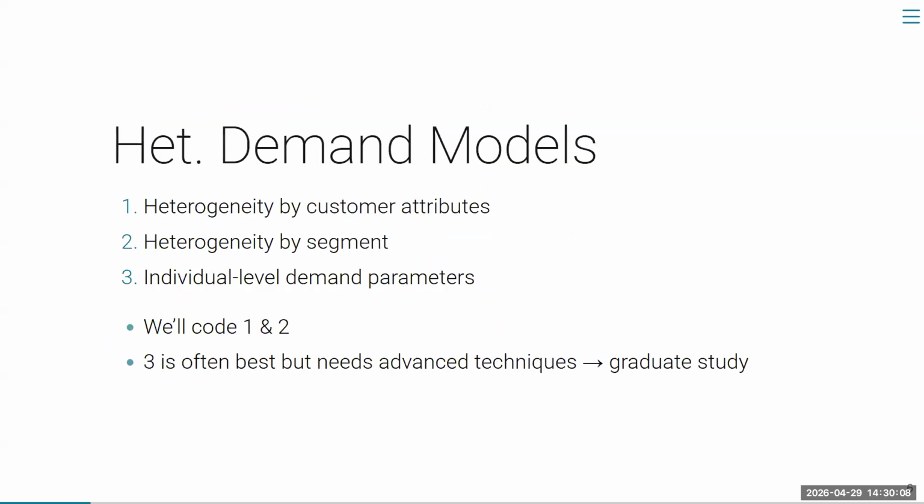Okay, so that's two stories illustrating why it's very important for us to understand customer heterogeneity. And next, we're going to get into a little bit of math, talking about how we're going to do that. So the two approaches that we're going to step through in our script, I'm going to call heterogeneity by customer attributes and heterogeneity by segment.